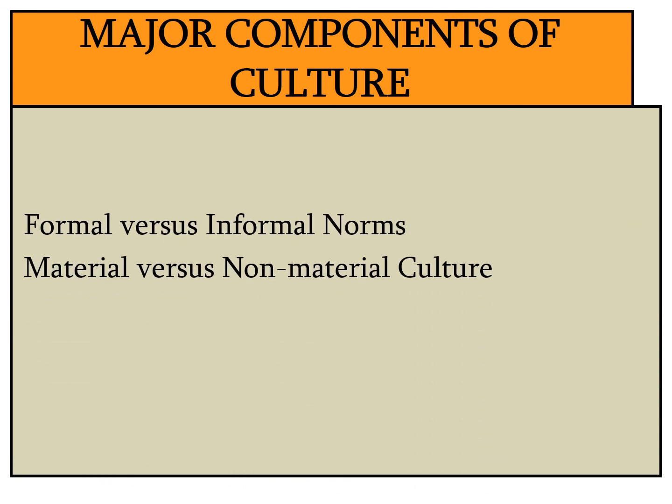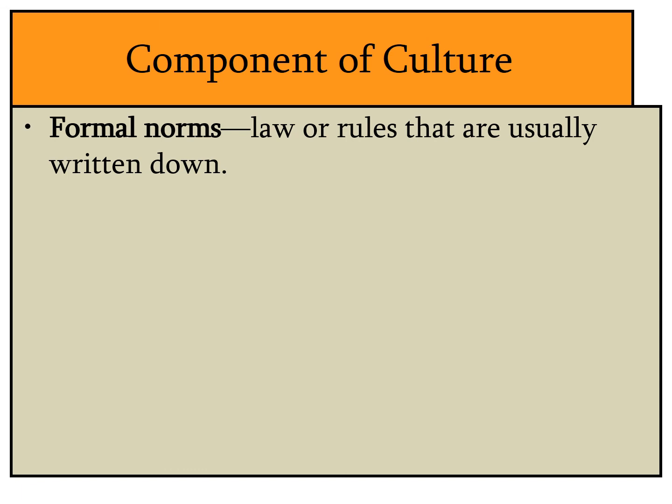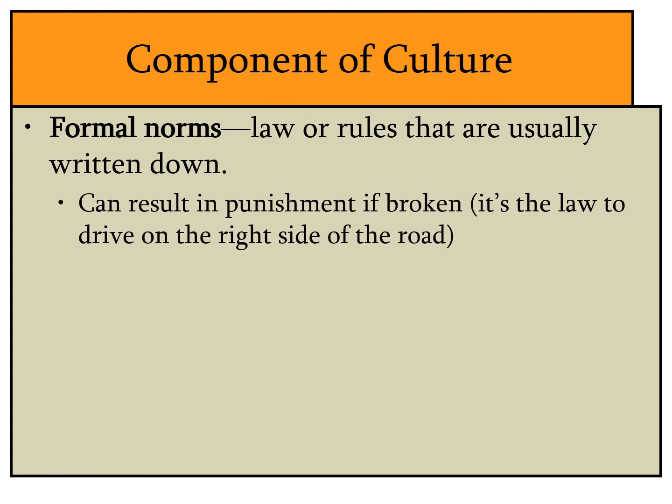All right, now let's talk about some of the different components of culture. These components exist in every society and every culture. Every culture has formal norms, every culture has informal norms, and every culture has material versus non-material aspects that make up that particular culture. So let's talk about a couple of these terms. We know that formal norms are laws or rules that are usually written down. When you violate these formal norms, you can be punished. So, for example, if we were to examine this country, we would know that a formal norm in this country is that we're supposed to drive on the right side of the road.